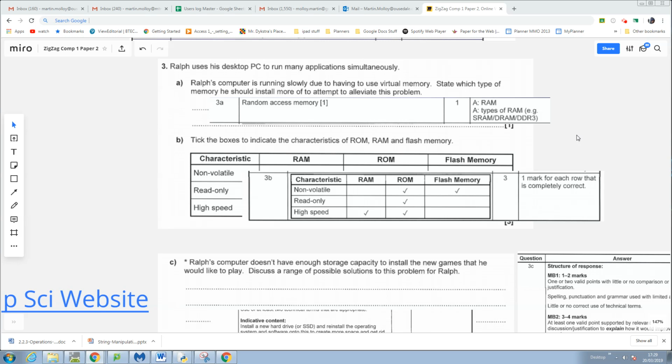This next box was just tick boxes. So you should remember the terms volatile and non-volatile. Volatile means that it's unstable. So it means that the data will not remain in memory when it loses power. If it's non-volatile, it means it's not unstable, so it will stay there when the power is switched off. So the only two of those that are non-volatile are ROM and flash memory.